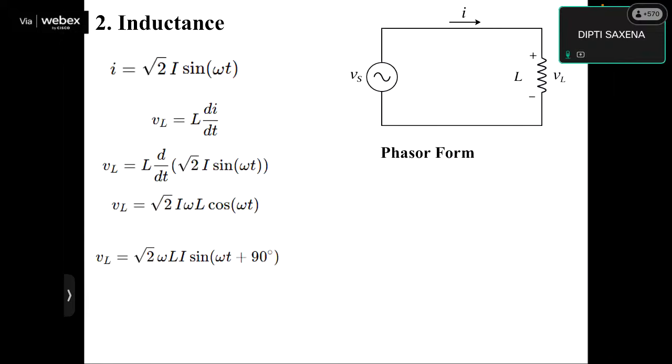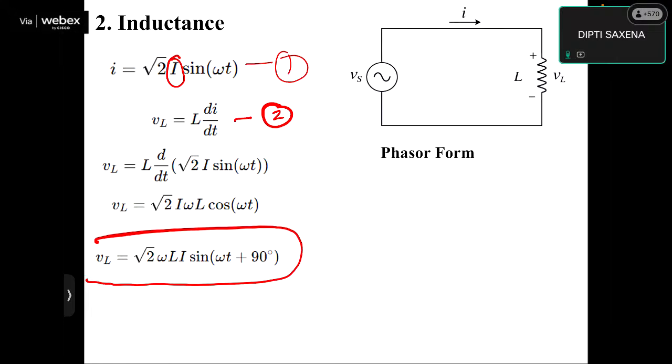Now, in a similar manner, we can see the inductor. Let the current going through the inductor be sinusoidal with the RMS value of I. So it can be expressed as i equal to √2 I sin ωt. Now if I write the expression for the instantaneous voltage, vL is equal to L di/dt. If you solve it, you will find the expression for voltage across the inductor to be √2 ωLI sin(ωt + 90°).